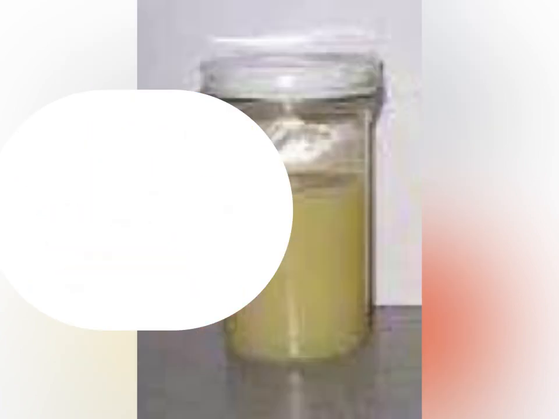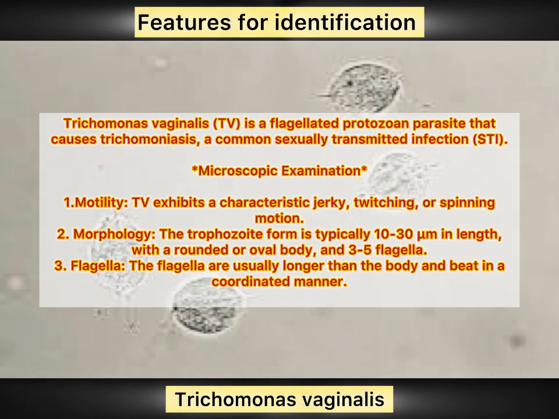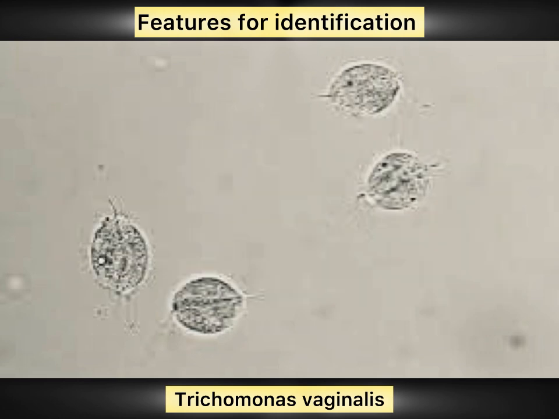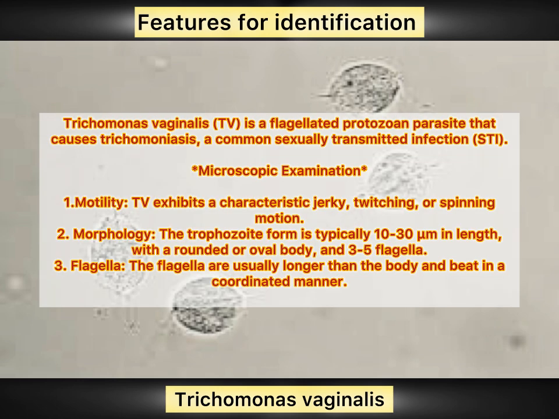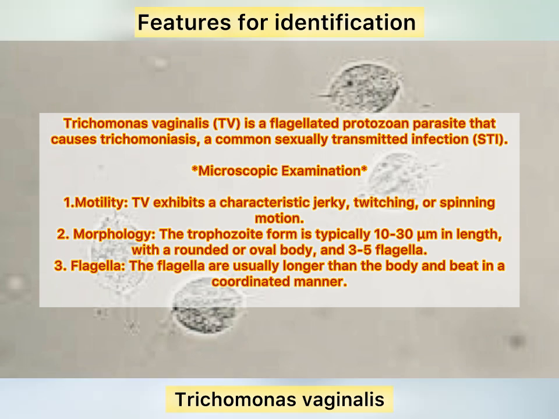The second parasite is Trichomonas vaginalis. Features for identification. 1. Trichomonas vaginalis is a flagellated protozoan parasite. This parasite causes trichomoniasis, a commonly sexually transmitted infection. In microscopic examination, you look for the motility. TV exhibits a characteristic jerky, twitching, and spinning motion.